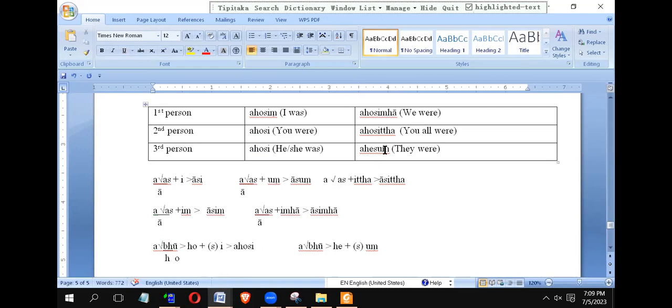Okay? Then this ahesuṃ, how do you get it? Bh changes to h, you change it to a special case here, then it becomes he, and then plus the s insertion, and then with the ending, you get ahesuṃ. So ahosi is the same, but this one you get ahosittha, all right? For example, I think you all can figure out how to write already, right? So you get ahosi, ahesuṃ, ahosi, ahosittha, ahosiṃ, ahosimha.